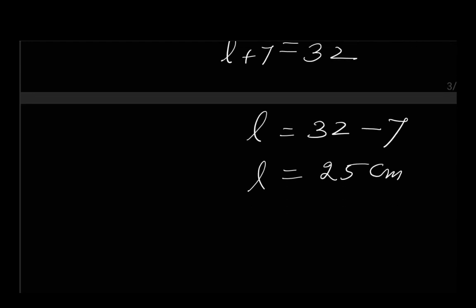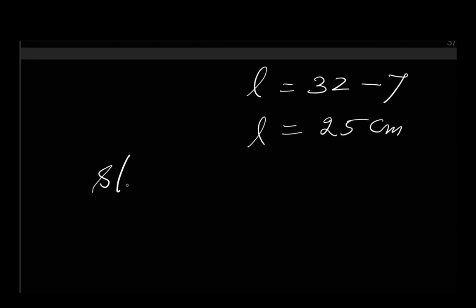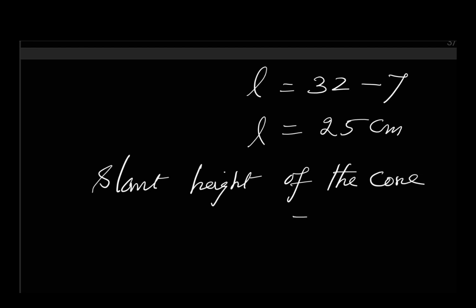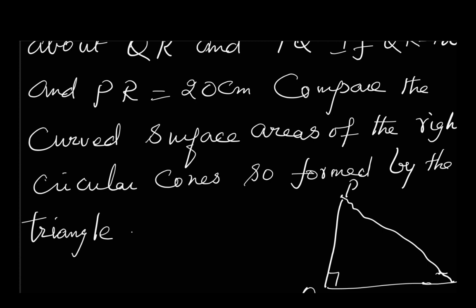So that's what you have to find: L, the slant height of the cone, is equal to 25 centimeter.